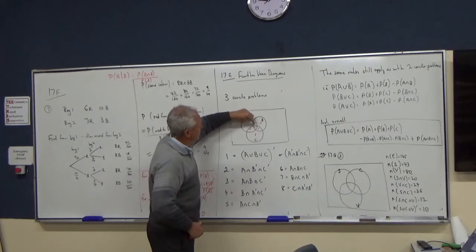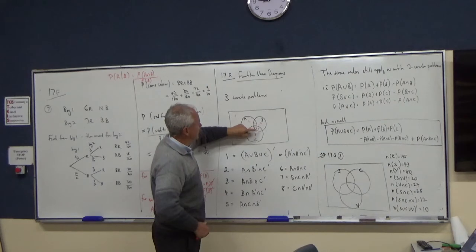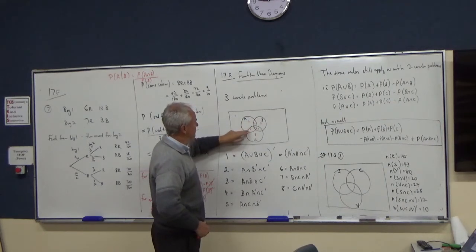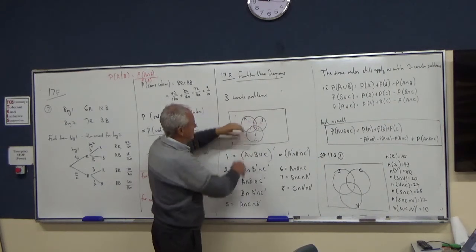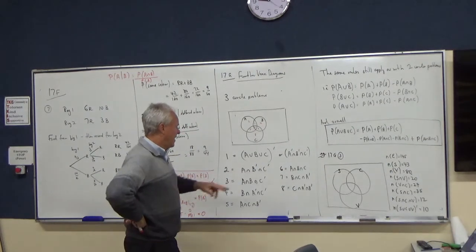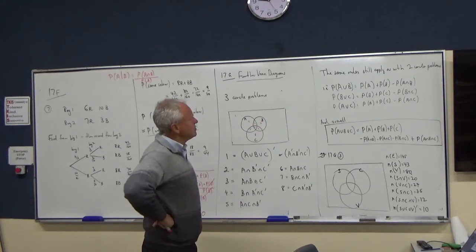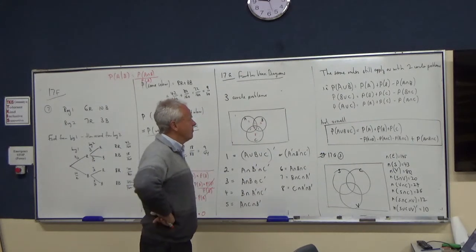So 3 plus 6 would be A intersection B, 6 plus 7 would be B intersection C, and 5 plus 6 would be A intersection C, just like we've done before with the 2 circle problems. 7 and 8 in the same sort of way. Okay, the same will still apply as with 2 circle problems.